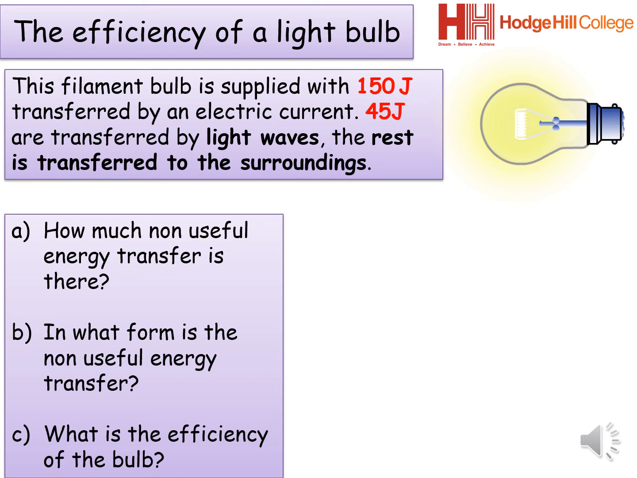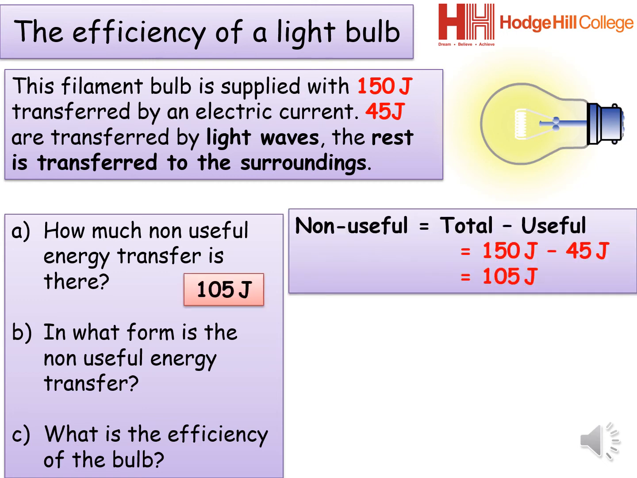Okay, the first thing we need to calculate then is how much non-useful energy transfer there is. Well, if we start with 150 joules and 45 is being transferred as light waves, which will be the useful energy transfer, the rest will be the non-useful. So non-useful would equal total 150 minus 45, which gives us a non-useful energy transfer of 105 joules.